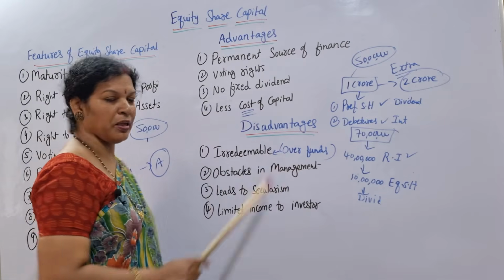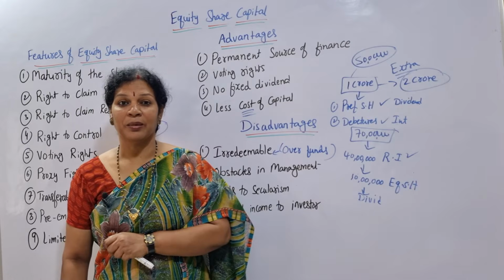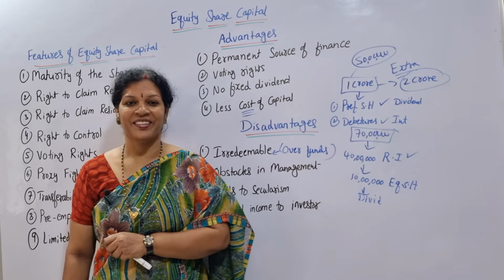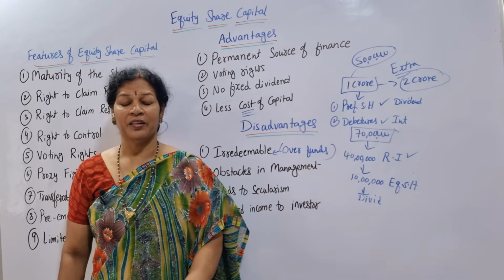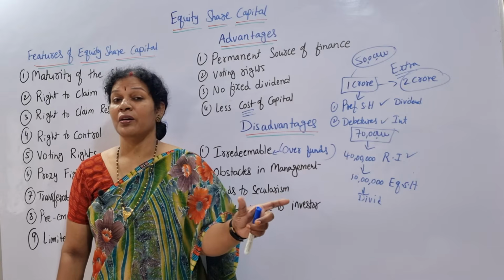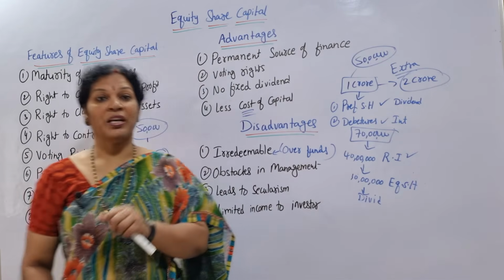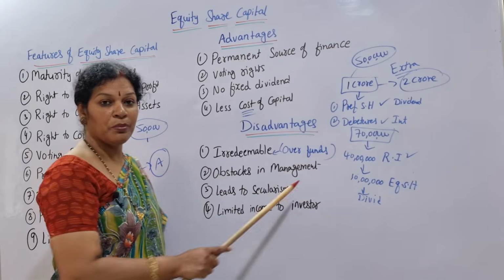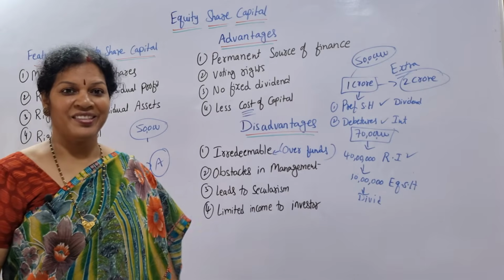And obstacles in management. As you know, equity shareholders are the company owners. They participate in all activities, in voting and also in company meetings. They have the right to express their views about the company activities also. Sometimes it may be an obstacle in management activities because they are the owners.